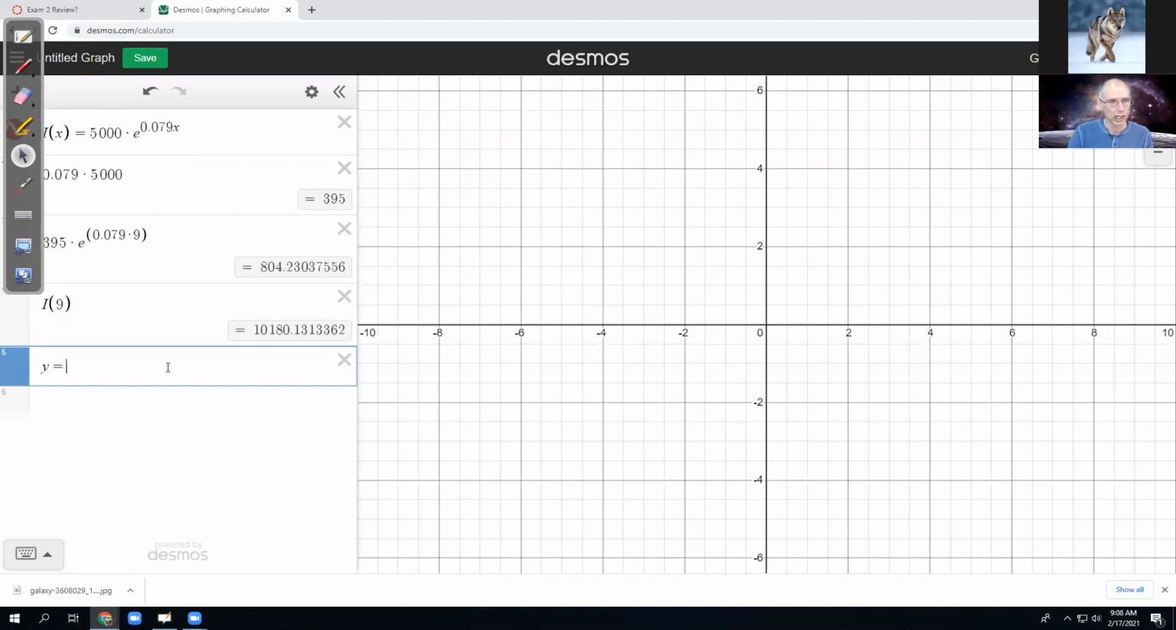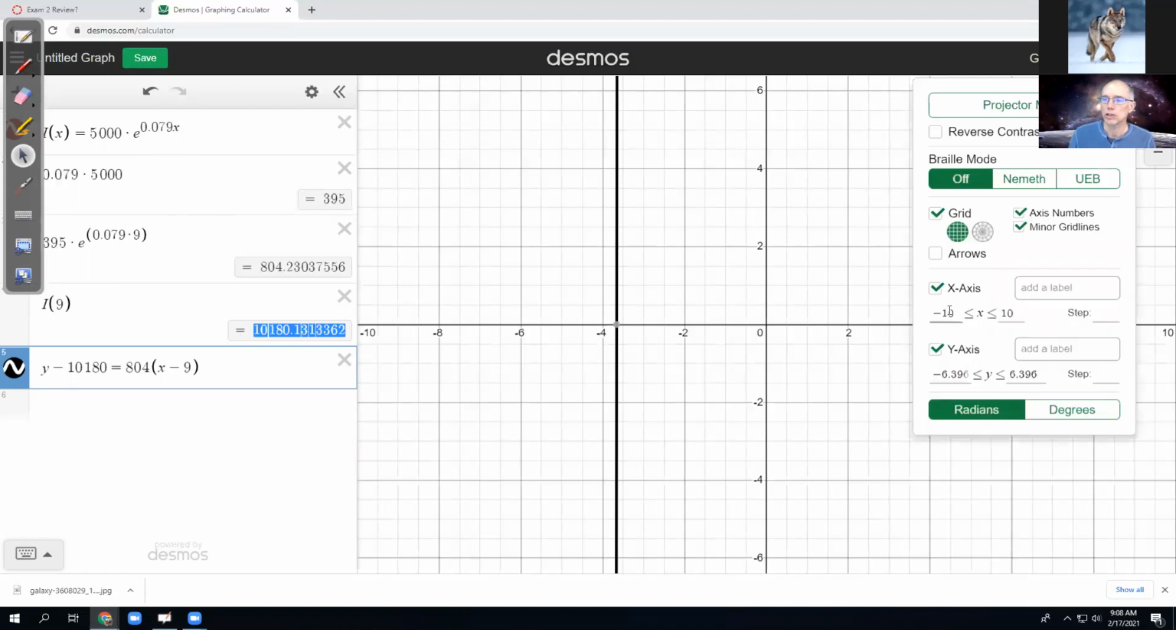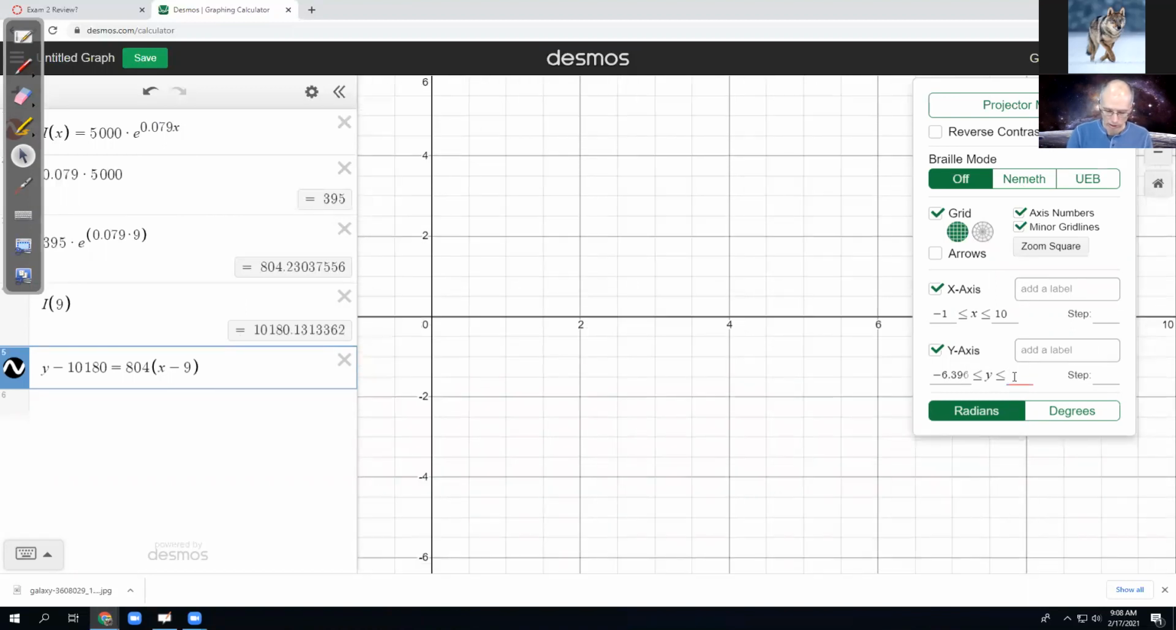So if I were to graph Y, sorry, point slope form, Y minus 10,180 equals about 804 people per day times x minus 9. And then we just have to zoom in on that point. So we have to change our scale to get this Y value and the x value 9. So we configure, don't need negative numbers really, but we do need the Y to go way up there. So let's go double that to like 20,000.